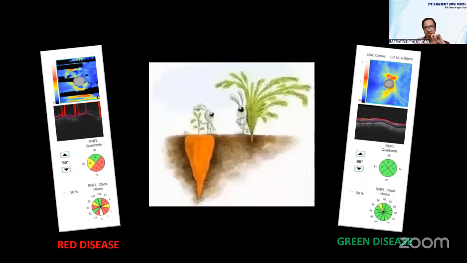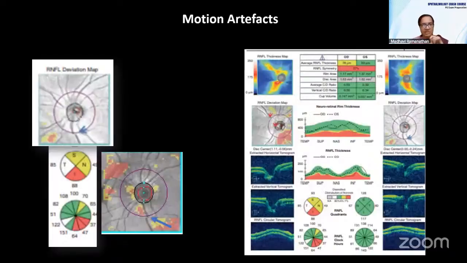Simply put, that is the red disease. OCT is showing green, but the patient has the disease. That is the green disease. Let's look at some examples. Here, motion artifact is one of the common causes of the red disease. Here you can see the breakage of lines happening. That means there is a motion artifact. The patient has moved, which is once again reflected in your quadrant and clock cover.